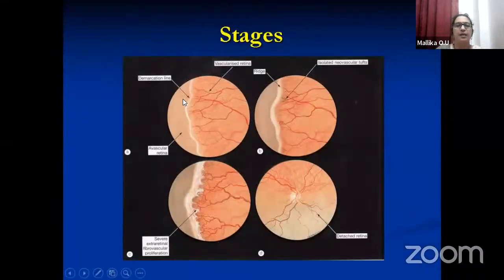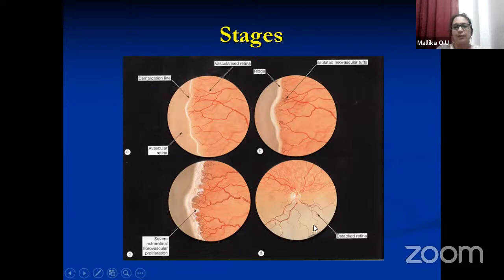So this is a diagrammatic representation. You can see the demarcation line, some fine new vessels in the retina. It demarcates the normal retina from the abnormal retina. This is the second stage, that is stage 2, with a ridge with some abnormal dilated blood vessels. This is stage 3. You can see there is some ridge with some extraretinal neovascularization jutting into the vitreous cavity, which can lead on to vitreous hemorrhage and hemorrhages into the retina. This is the fourth stage.